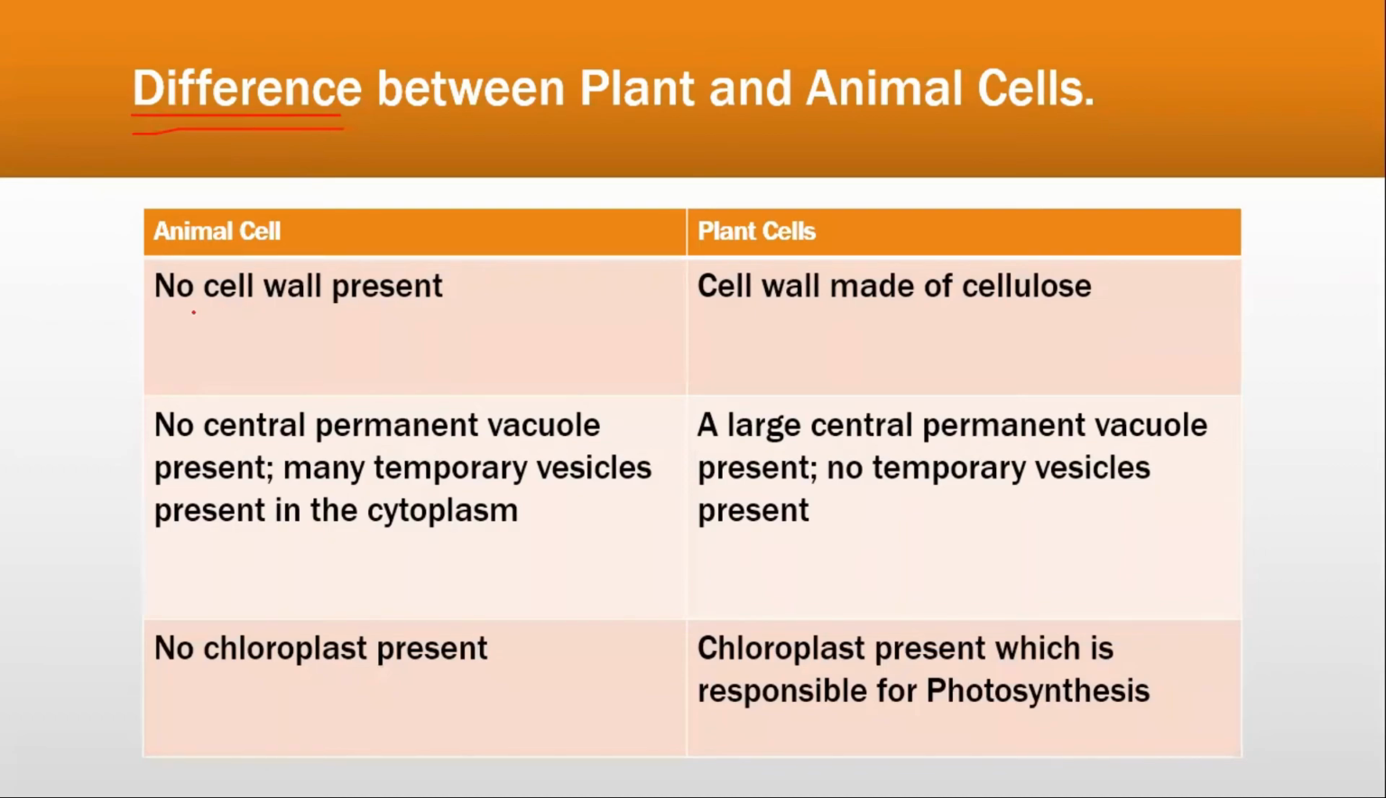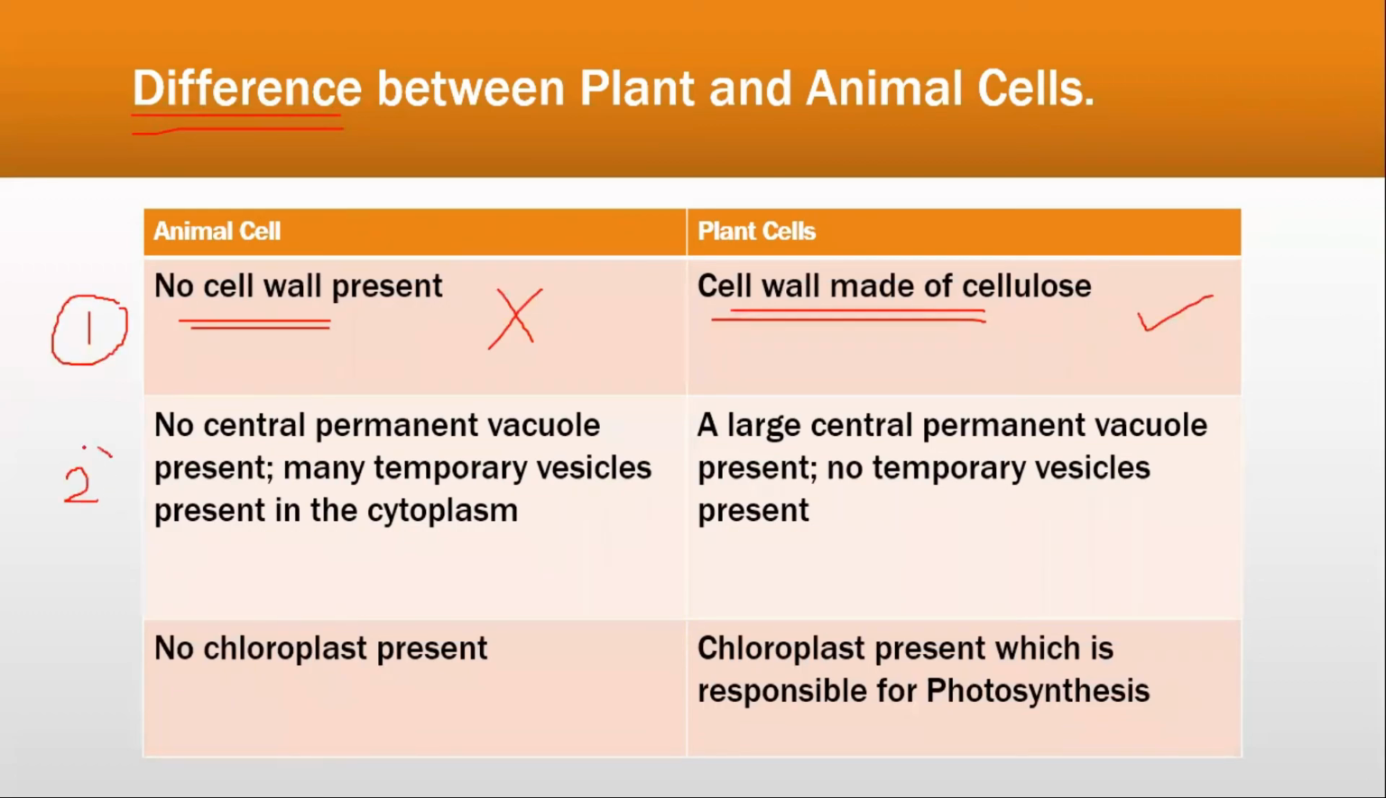In animal cells, we know that there is no cell wall present, whereas in plant cells the cell wall is made up of the material cellulose. Remember, in bacteria it is made of peptidoglycan, in fungi it is made of chitin, and the cell wall in plants is made up of cellulose. So animal cells have no cell wall, whereas plant cells have a cell wall. That is your first difference.